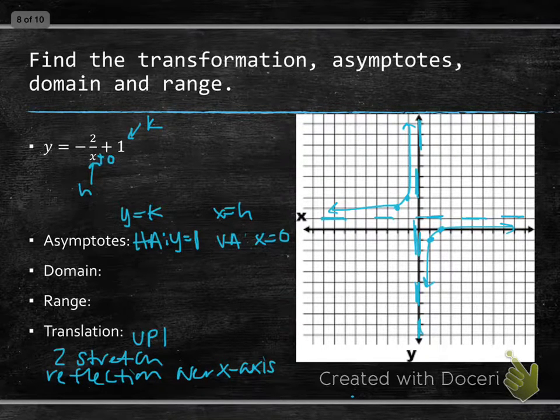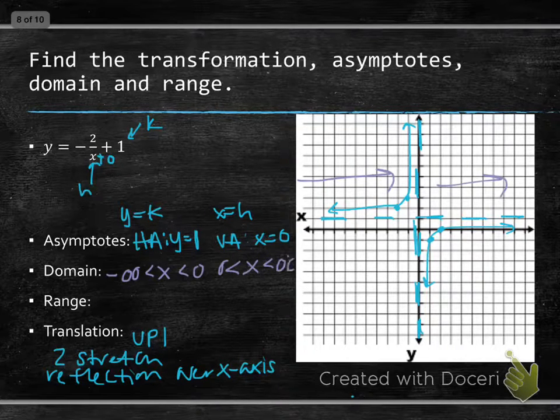So domain is my x values, so my left to right. So if I'm starting from the left side here, I'm going from -infinity, and I'm hitting the wall at 0. I start back up at that 0, and then I continue on to positive infinity.